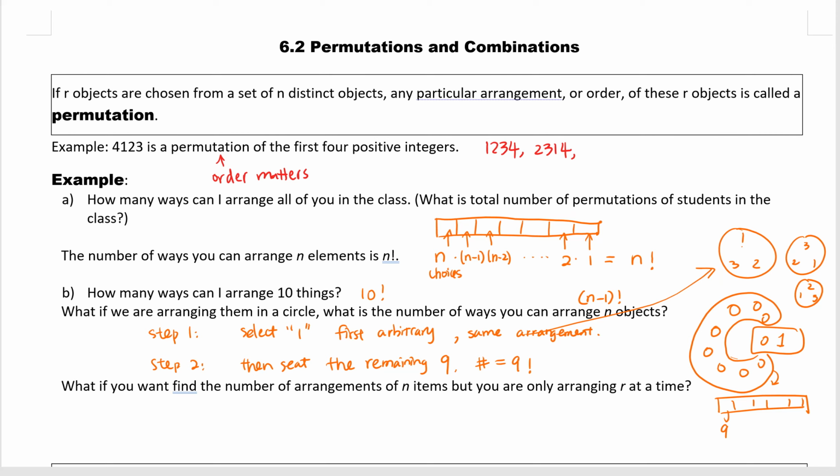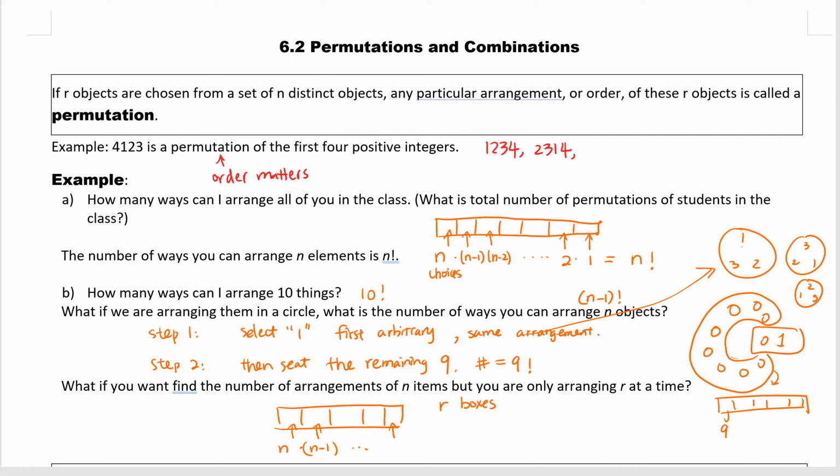Okay, what if you want to find the number of arrangements of n items, but you only want to arrange r at a time? Instead of arranging all the elements, we want to pick r elements of them to arrange. So we have r boxes. The first one we have n choices. The second one we have n minus 1 choices. And then, what is the last one?